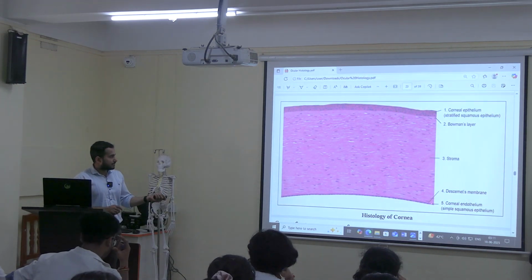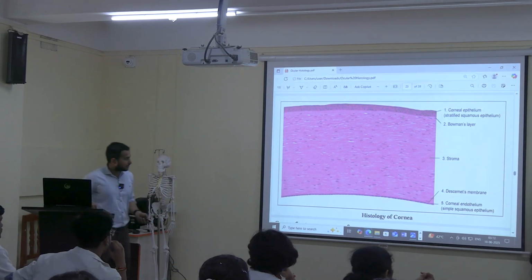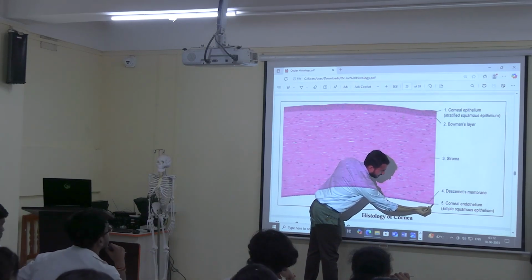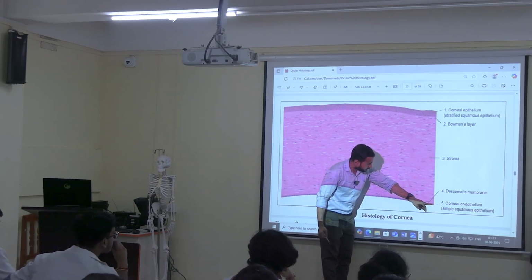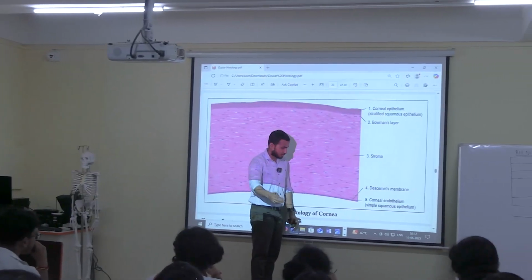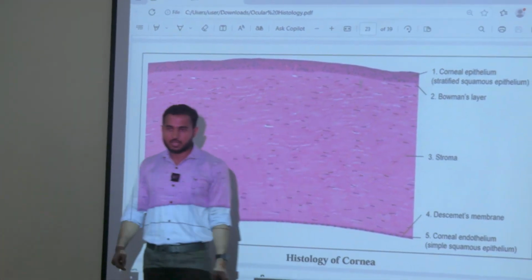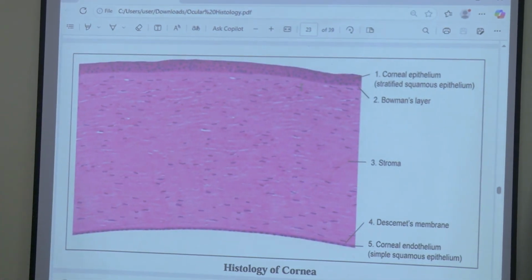Lastly, this is the Descemet's membrane. See, a thin membrane is there. I hope you can see the image. Look here, this is the endothelium. Above the endothelium, I hope you can see, those students who are sitting in the front row, a layer is there. This is the Descemet's membrane. What does the Descemet's membrane contain? This is acellular in nature, homogeneous.